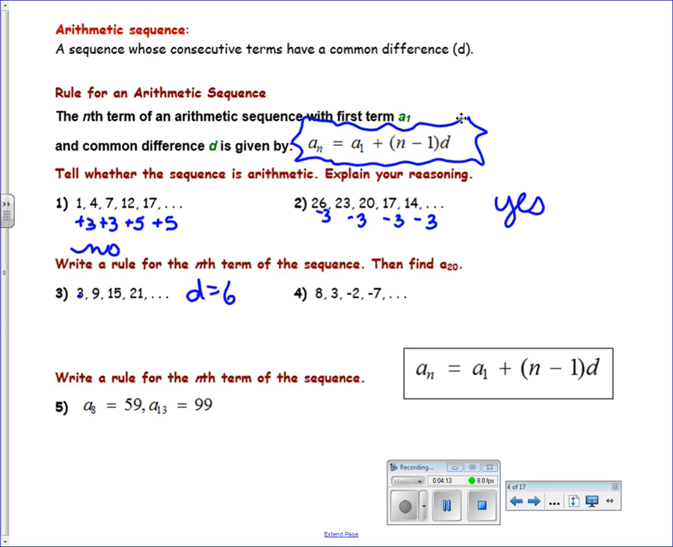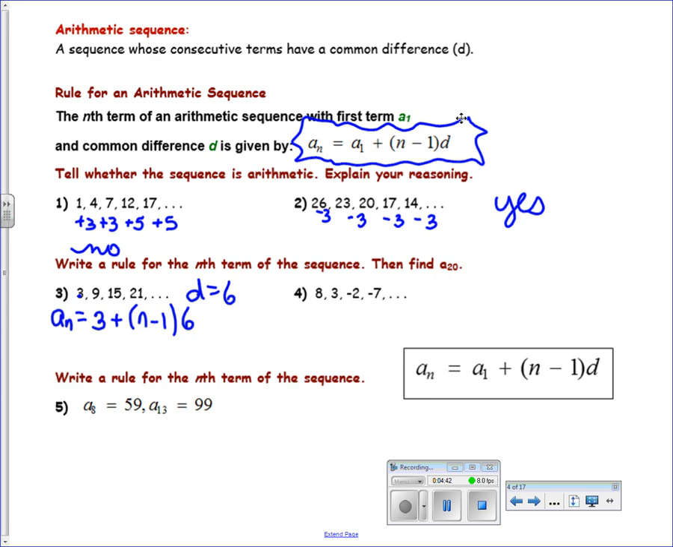Okay, so I'm using this equation right here, whichever one you'd like to look at, and we're going to write an equation for this. a_n is equal to a_1, which remember was the first term of the sequence. What is our first term in the sequence? 3. And then plus n minus 1, and then the d, which is 6.